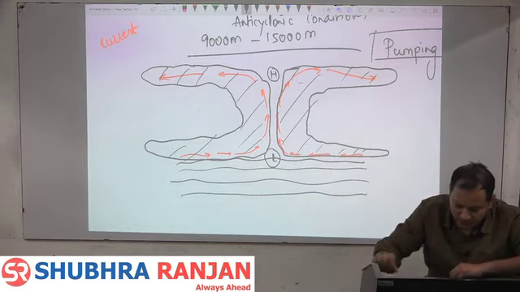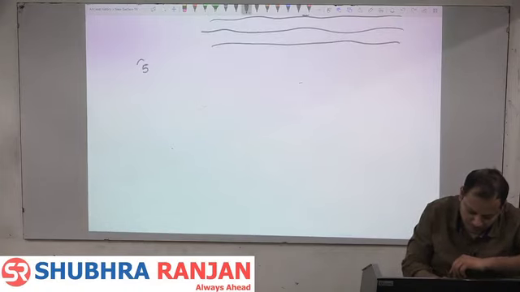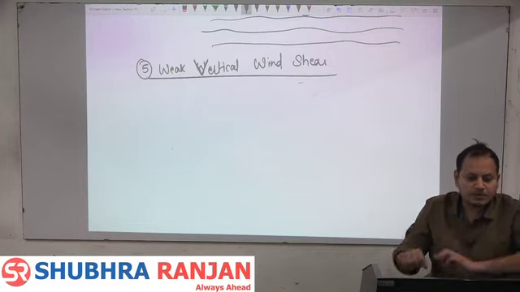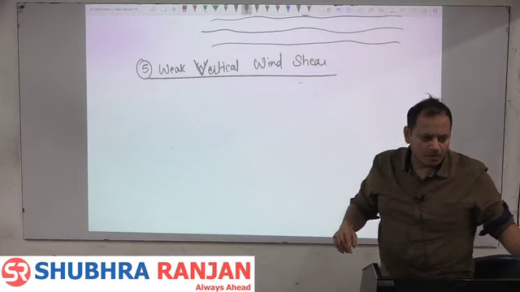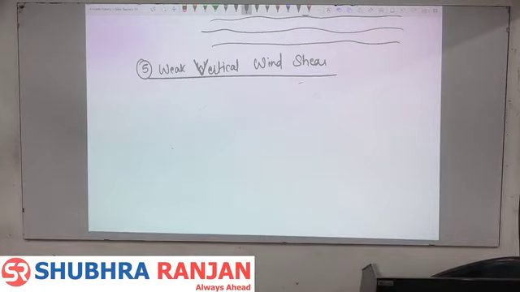Weak vertical wind shear. Next condition is weak vertical wind shear. Handout. You got the handout? Open the tornado, see next page, what is wind shear.